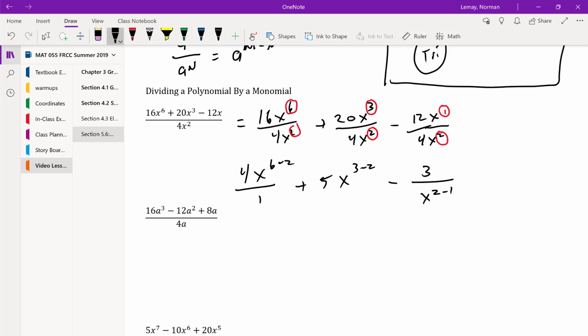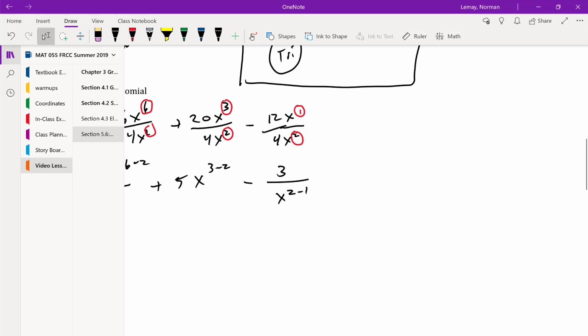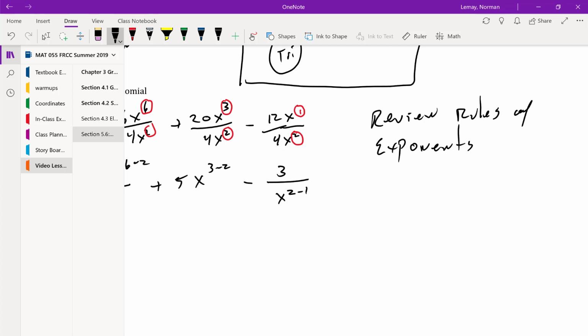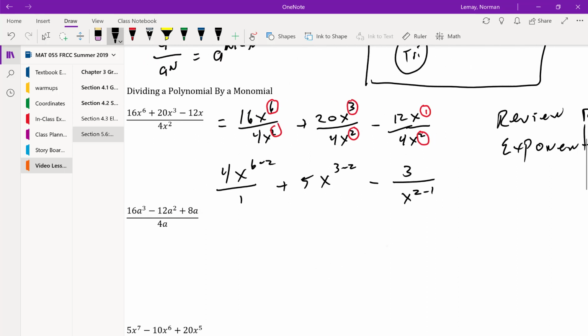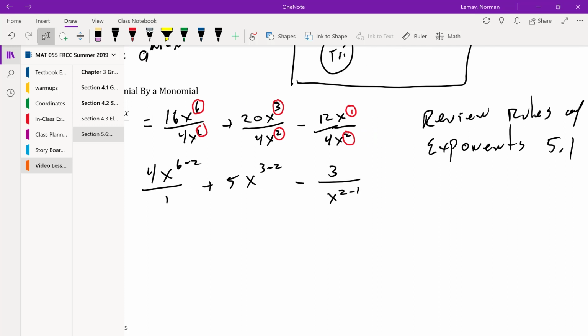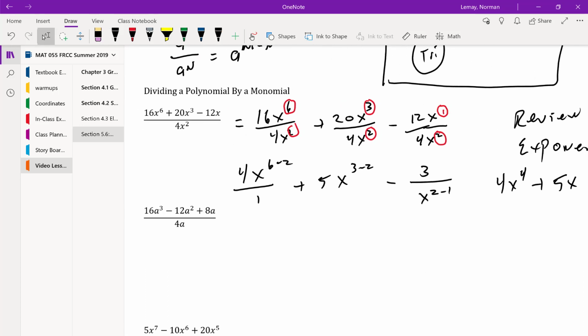So if you need, you can refer back to rules of exponents in section 5.1. So let me write this down. Review rules of exponents in section 5.1. So now we can go ahead and clean this up, and notice that we get 4x to the 4th plus 5x minus 3 over x. And that will be our final answer. And that's what we'll enter in when we go to My Math Lab.